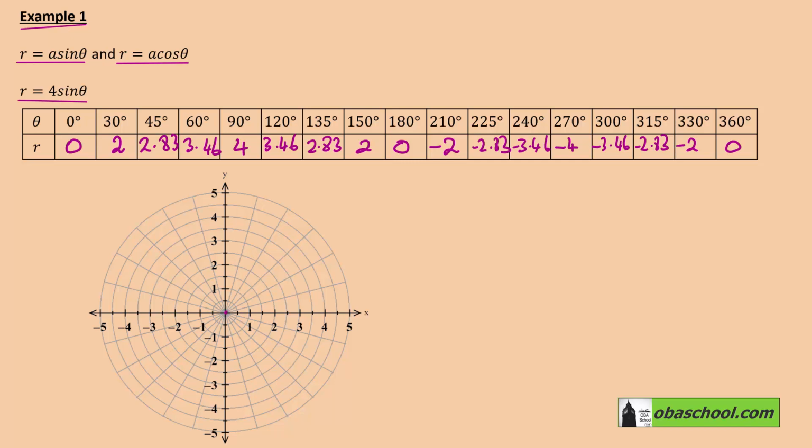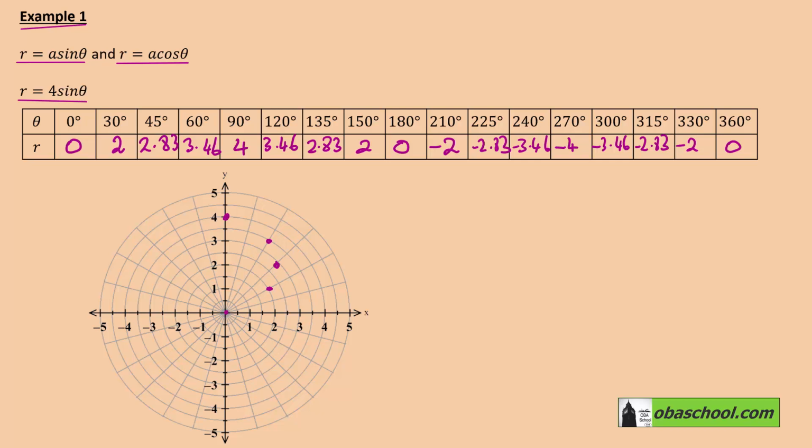So at 0 degrees, we have r equals 0. At 30 degrees, r is equal to 2. So that's this point just here. At 45 degrees, it's 2.83, which is somewhere around here. 60 degrees is 3.46, which will be very close to 3.5 there. And then at 90 degrees we have 4.